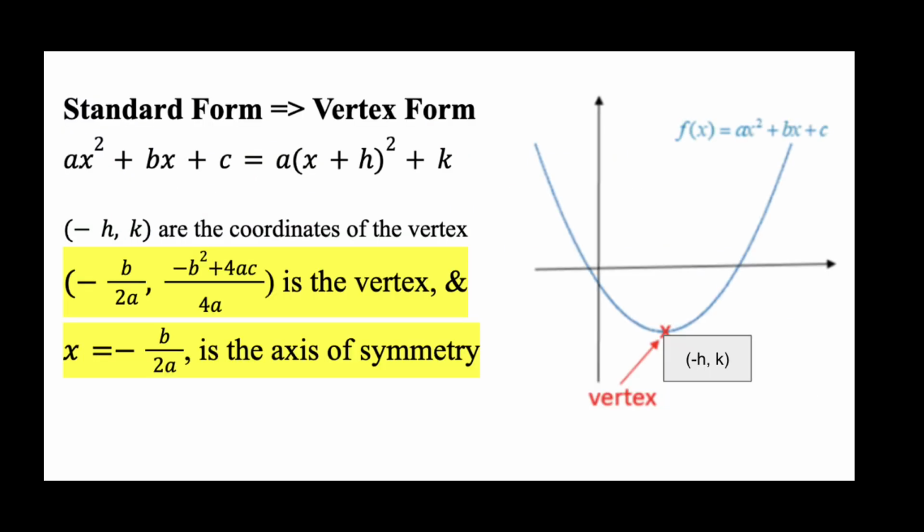This is a pretty useful piece of knowledge. Now you know that if you have a quadratic function in standard form, you can write it in vertex form, and you know h will always equal b over 2a, and k will always equal negative b squared plus 4ac over 4a. You also know the equation for the axis of symmetry will always be x equals negative b over 2a.